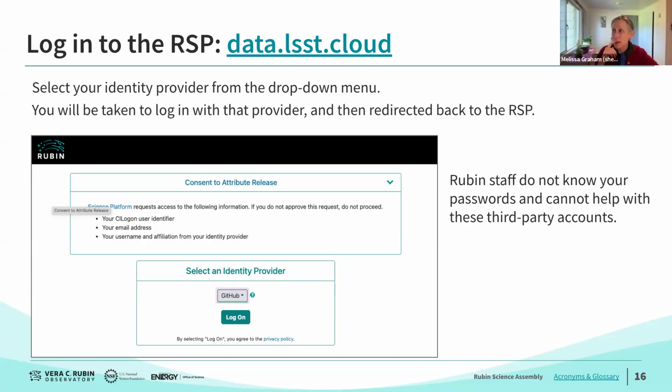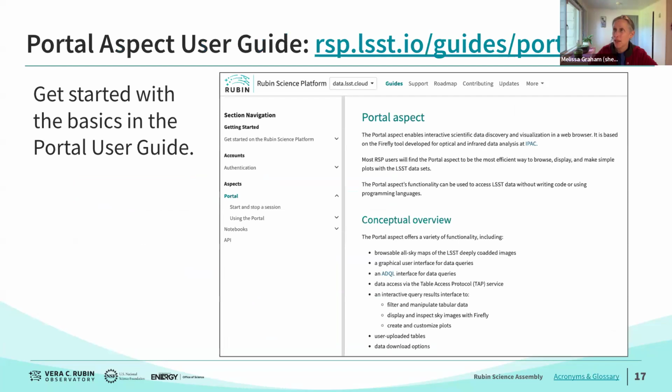What we can't do is help you regain access to that third-party identity provider. We don't know your passwords for that third party. If you stop having that account, we can't help with that either. So yeah, make sure you set up that secondary linked account.